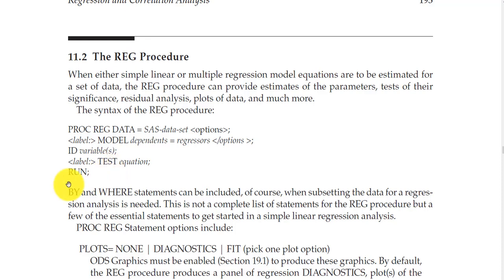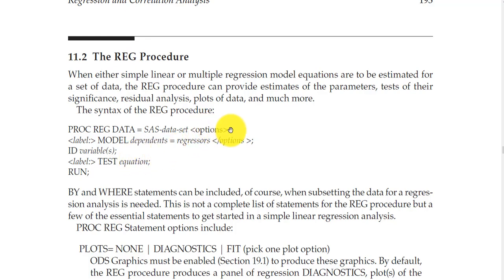As with all procedures we've looked at so far, by and where statements can be included. Just remember, if you use a by statement, it must be compatibly sorted prior to the procedure. And where statements, you can either exclude or include observations based on the condition or conditions specified in a where statement, and those were detailed in data step information 2, which was in chapter 4.